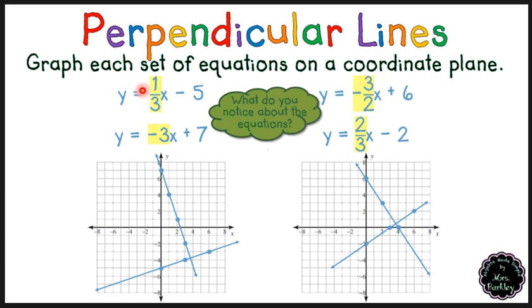And then we also can notice here that we have 1 divided by 3, or 1/3. And we can also write 3 as 3 over 1. And similarly on this pair, we have a slope of negative 3/2 and a slope of 2/3. And so we call these opposite reciprocals. So that is a characteristic when we're talking about perpendicular lines, that our slopes are going to be opposite reciprocals.